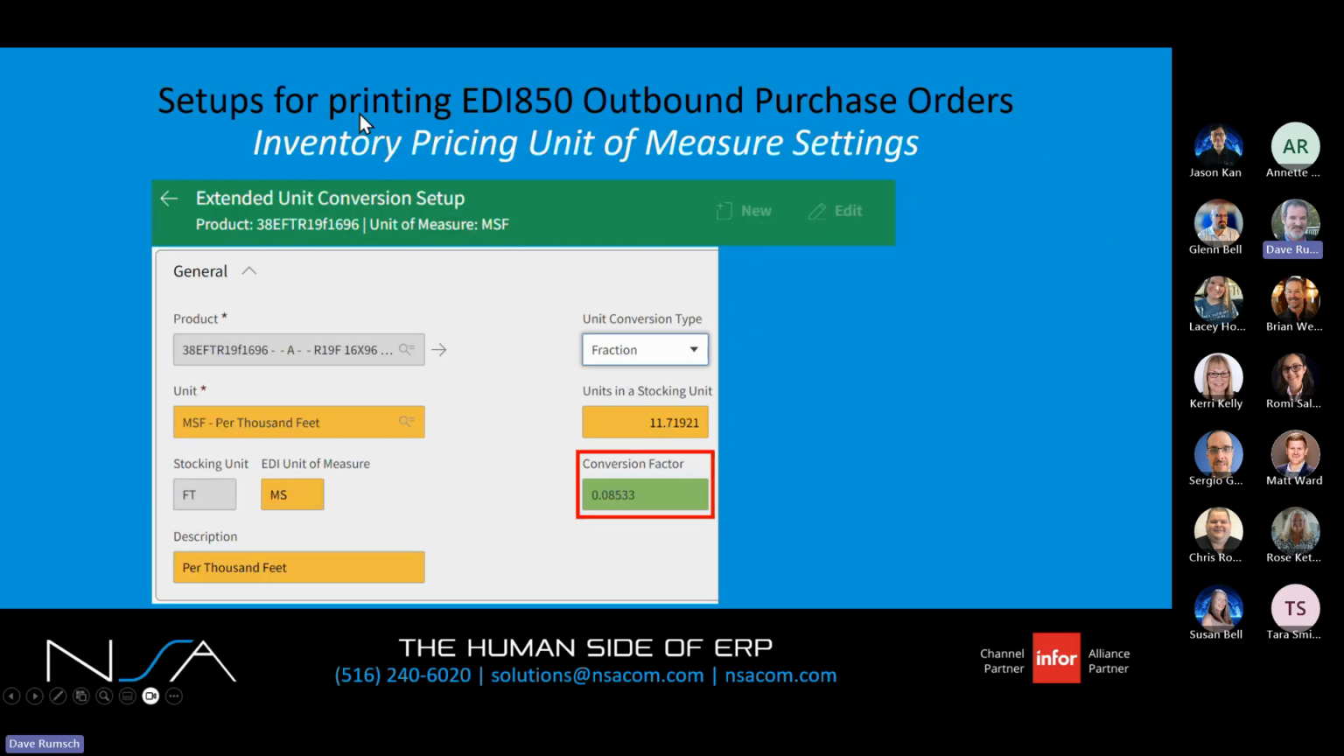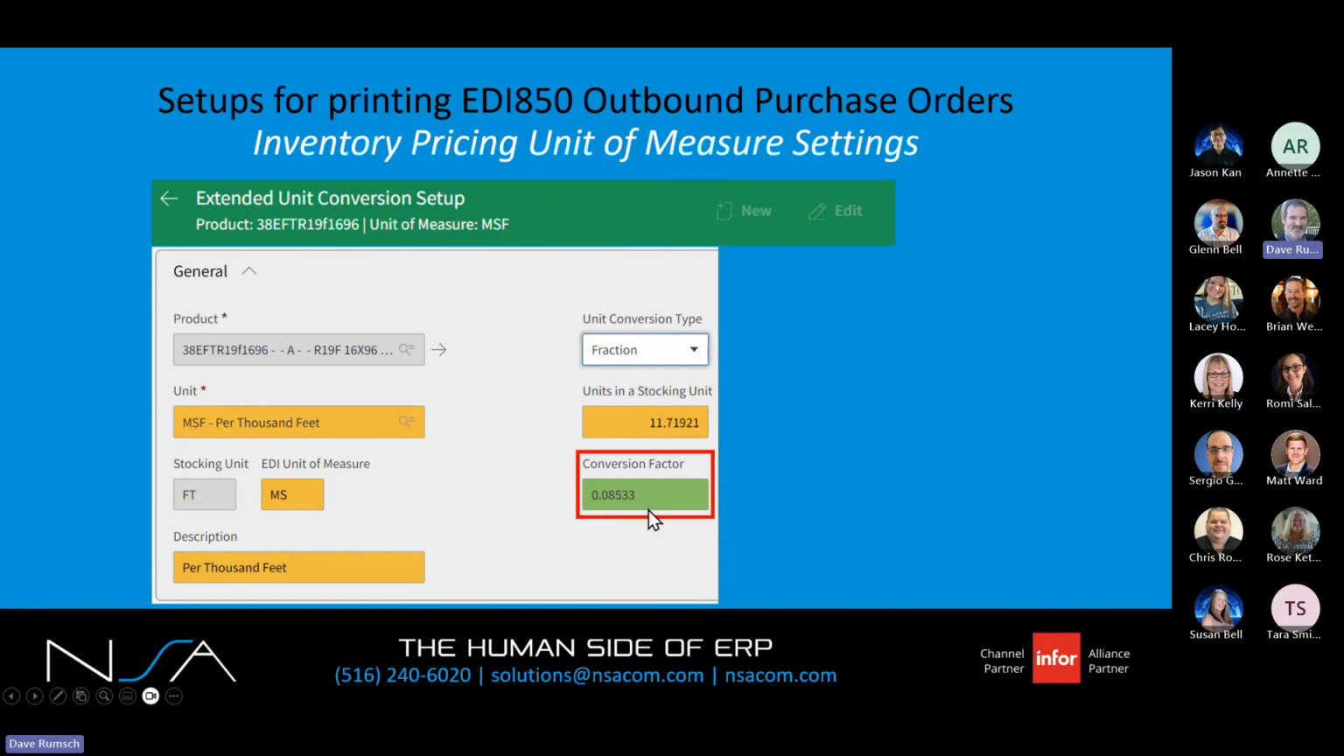You have to set up for EDI to work for this, an inventory pricing unit of measure. And you're going to do it exactly the same way as it was done in the product setup on the pricing screen. You're going to come in and create the item, put in your unit. You're going to change this to fraction. It defaults as multiple. And then you're going to put in that conversion factor right there. And it will compute this units of measure in a stocking unit.